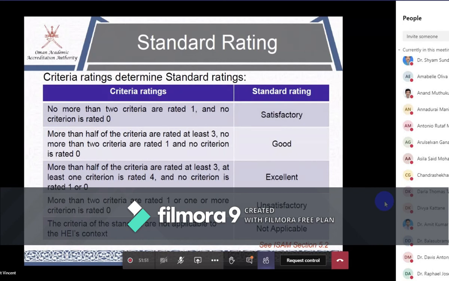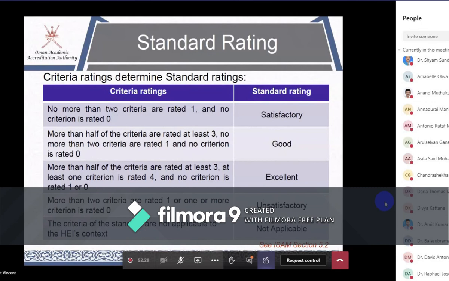For good, more than half the criteria should be rated at least 3, no more than 2 criteria are rated 1, and no criteria is 0. That's very important. For excellent, more than half the criteria are rated above 3, and at least 1 criterion gets 4 in a particular standard, with no criteria being 1 or 0. So there is no partially met and not met here. If more than 2 criteria are rated 1 or 1 or more criteria is rated 0, we go for unsatisfactory.